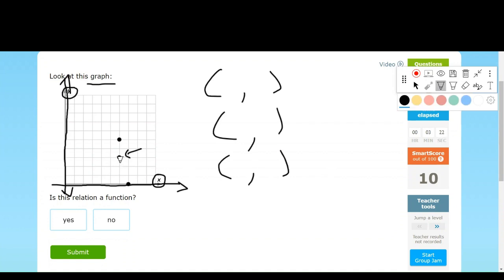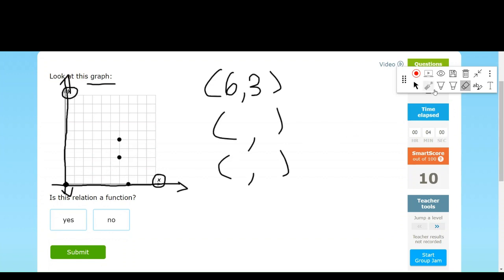Well, let's start with that point. What is the horizontal distance of that point? Well, we have to start at the point where the x and the y intersect over here. That is going to be our starting point. So our horizontal distance, 1, 2, 3, 4, 5, 6. So the x value is 6. My vertical distance, 1, 2, 3. So that point is 6, 3.